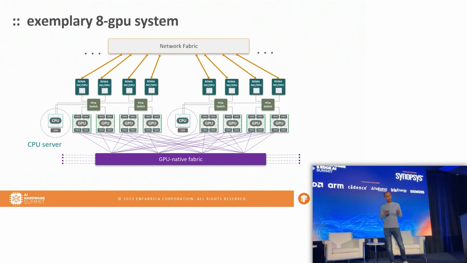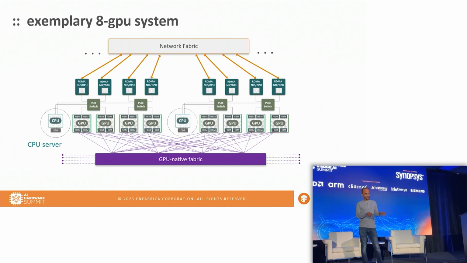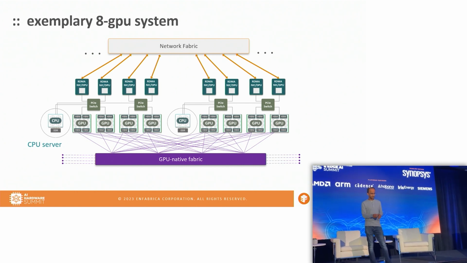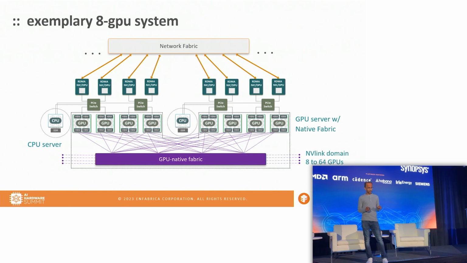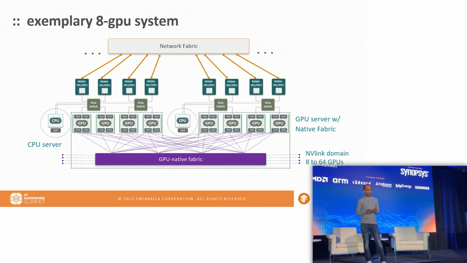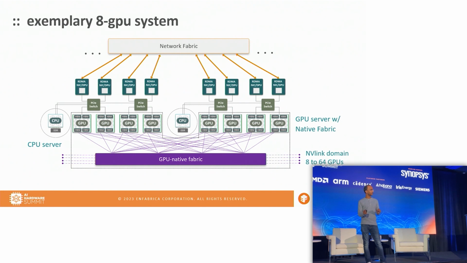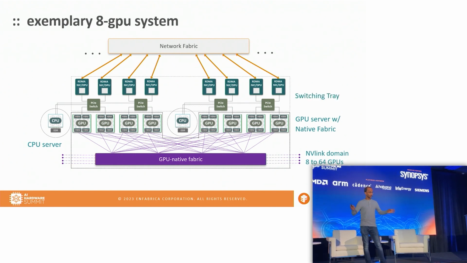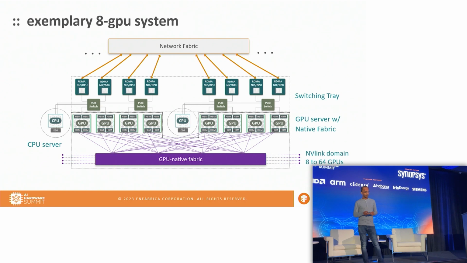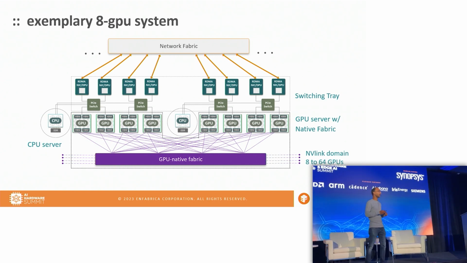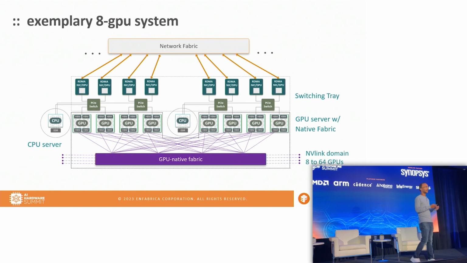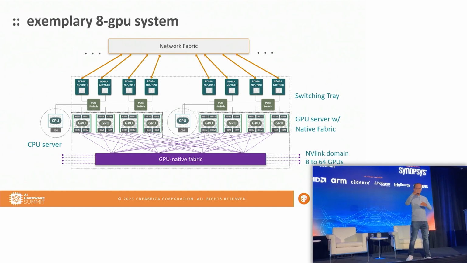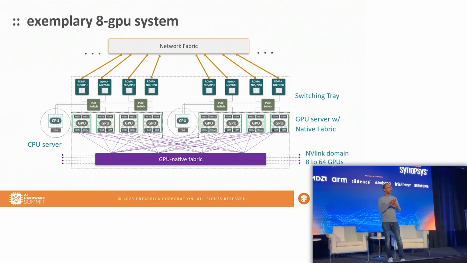What's interesting about this diagram is you can break it down into separate components. There's a CPU server, which looks like a 2-socket CPU system. There's a GPU server, which is the 8 GPUs plus its GPU native fabric, stretching from typically 8 to 64 GPUs. So it can stretch beyond the system. And then there is this collection of PCIe switches and RDMA NICs, which is effectively like a switching tray. So we can now break down an exemplary 8 GPU system into 3 purpose-built pieces: CPU server, GPU server, and a switching tray.